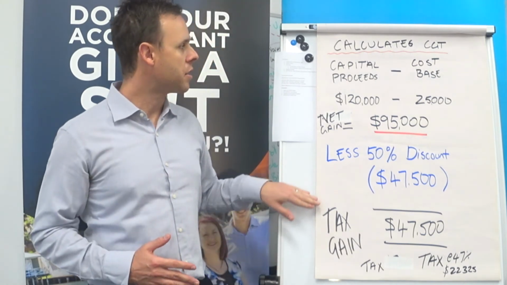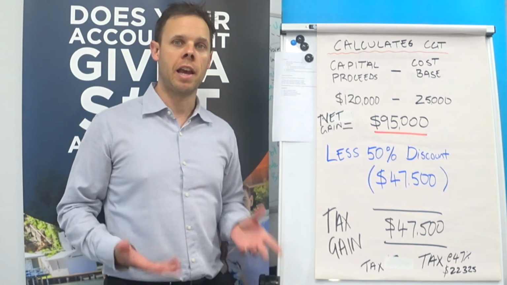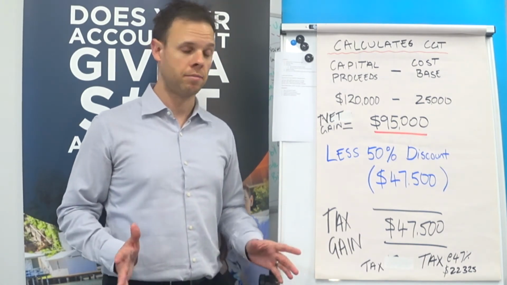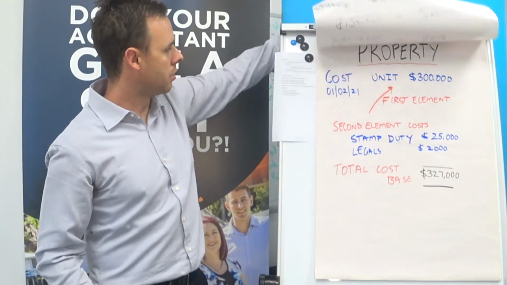You know, if you spent the whole proceeds of what you'd made and you didn't have any money left, well then you'd have a tax issue. You wouldn't be able to pay your tax liability, and we don't want to be on the wrong side of the ATO. So that is our shares example.